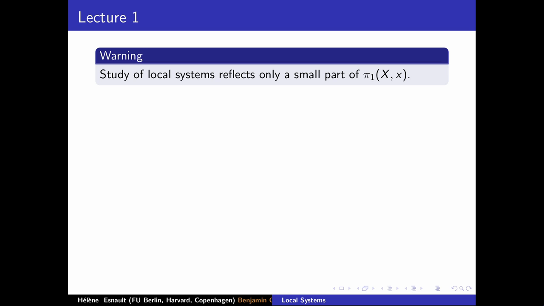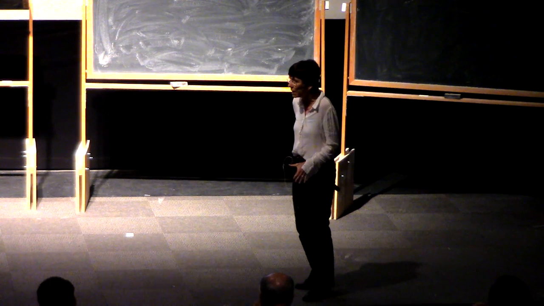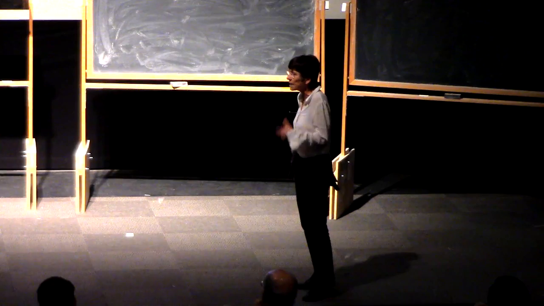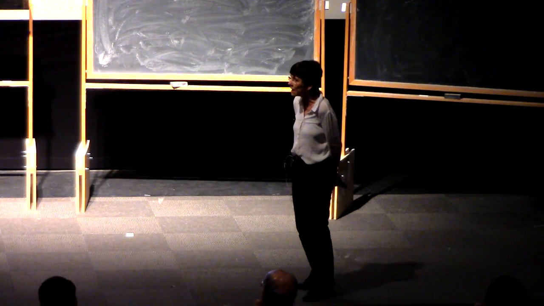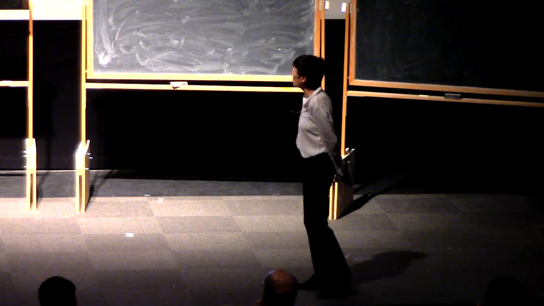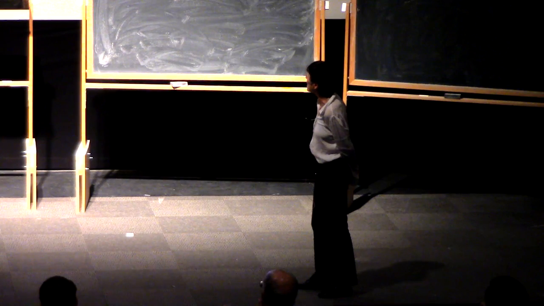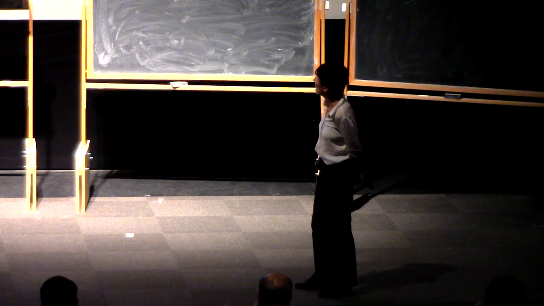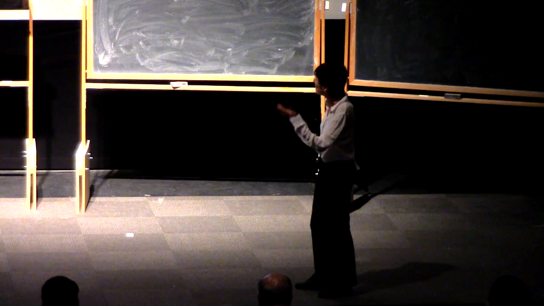So here is a warning, and for basically 1.5 years, wherever I go, I give this warning. It's an important warning, but it is also true that I could not see it mentioned anywhere before, even though there are dozens and dozens of mathematicians thinking of local systems. The warning is very simple. The study of local systems reflects only a very small part of the fundamental group.